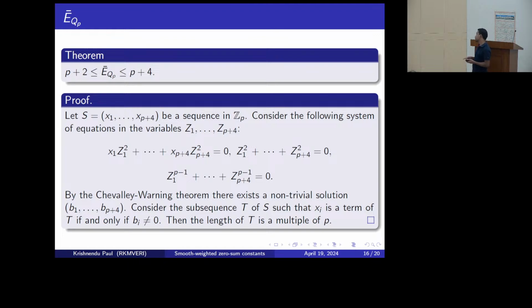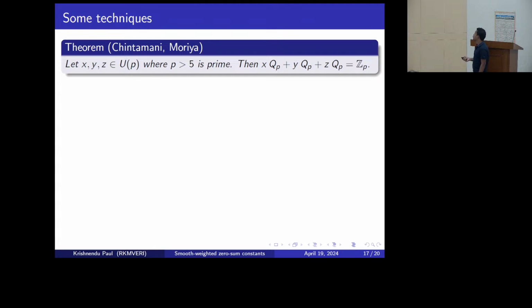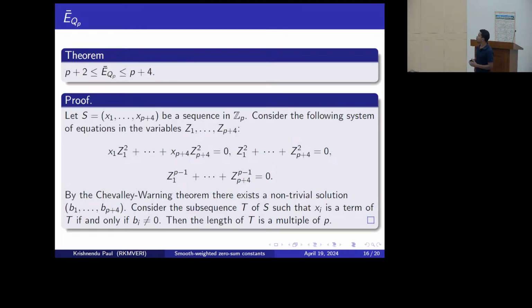Now the first equation gives that the weighted combination is 0, and the second equation gives that the weighted sum of the weights is also 0. So this gives the upper bound. Okay, and for the lower bound, we are using the previous result. Now we will prove that the constant is actually P plus 2, and means E bar QP equals to EQP, whichever we have got for the weighted ones.